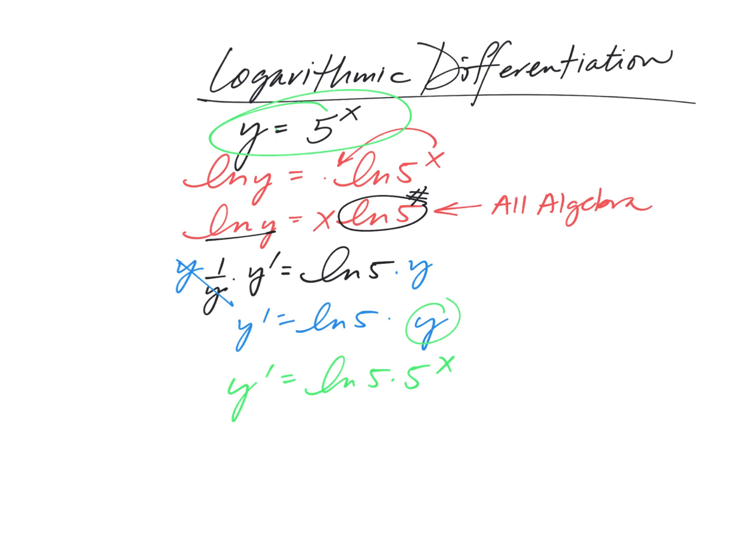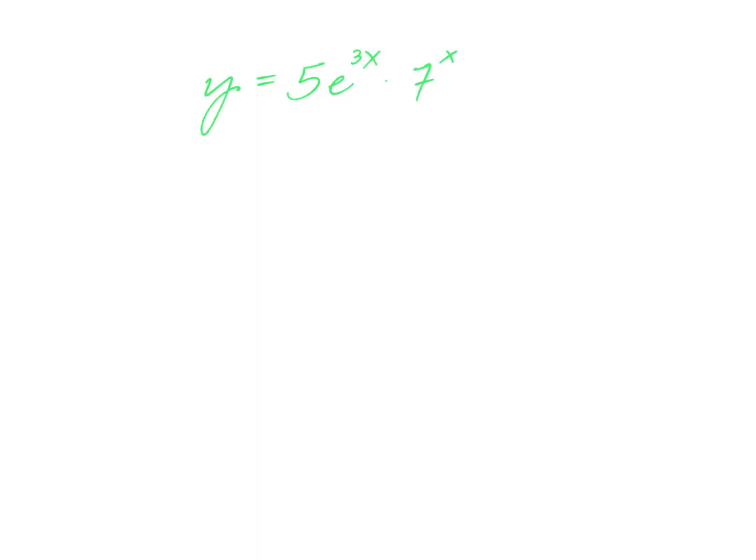Let's look at one more. So here's a slightly more complicated version of logarithmic differentiation where we have two things being multiplied. We have the variable as an exponent, so we're going to need to use our logarithmic differentiation. So I start by taking the natural log of both sides. Now from there, I can use my property of logs to separate those and bring the powers down.